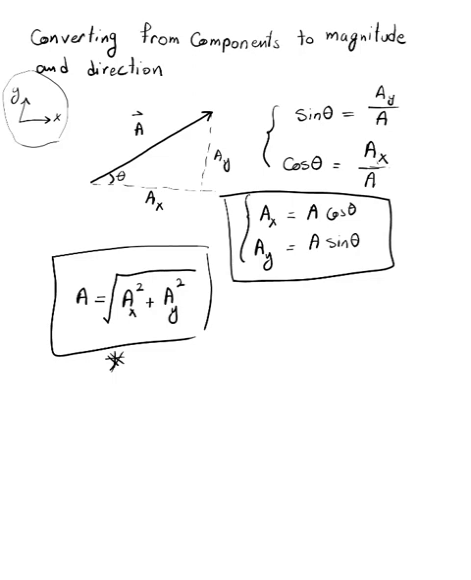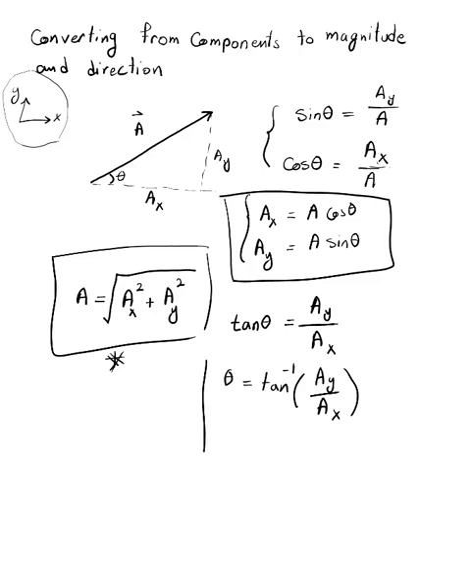But what if I want the direction of the vector? Then I'm going to use this equation: tangent theta equals the opposite divided by the adjacent. Or I can say theta is tangent inverse of ay over ax. So if you have the x component and y component, you can get the magnitude and the direction of the vector.